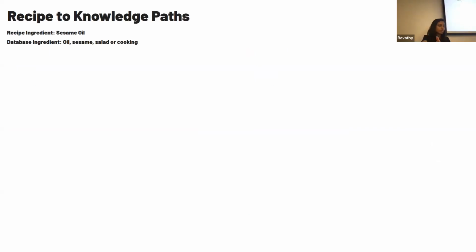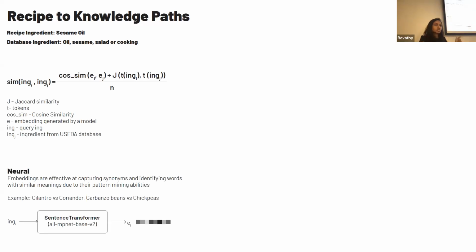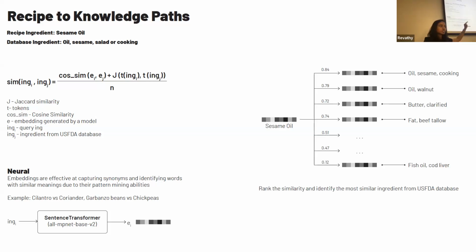So the first step in our recommendation is we have the ingredient from our recipe, let's say sesame oil, but that's not the exact name that's present in US FDA. So it's usually present as oil, sesame, salad, or cooking. So we need a mapping function that maps the recipe ingredients to the database ingredients that we have here. So we came up with a combination of embedding-based similarity and set similarity of the ingredient tokens we have, which is just a Jaccard similarity. So putting them together, we identify the appropriate ingredient match to the list of ingredients that is present in our database.